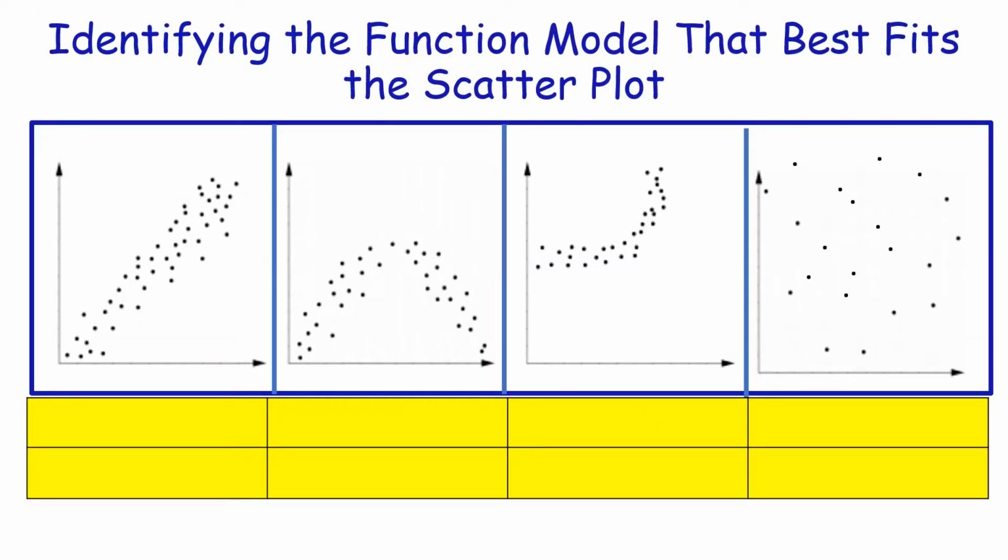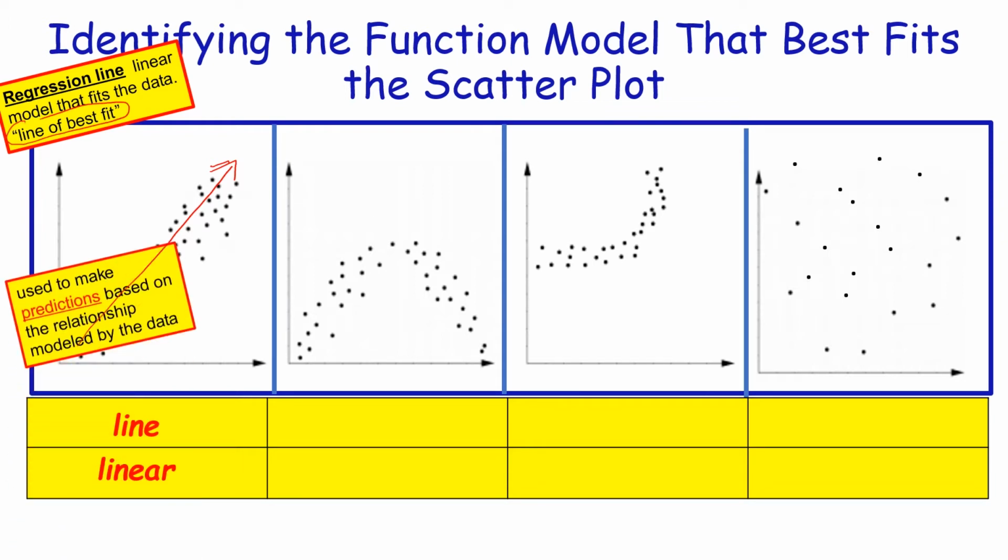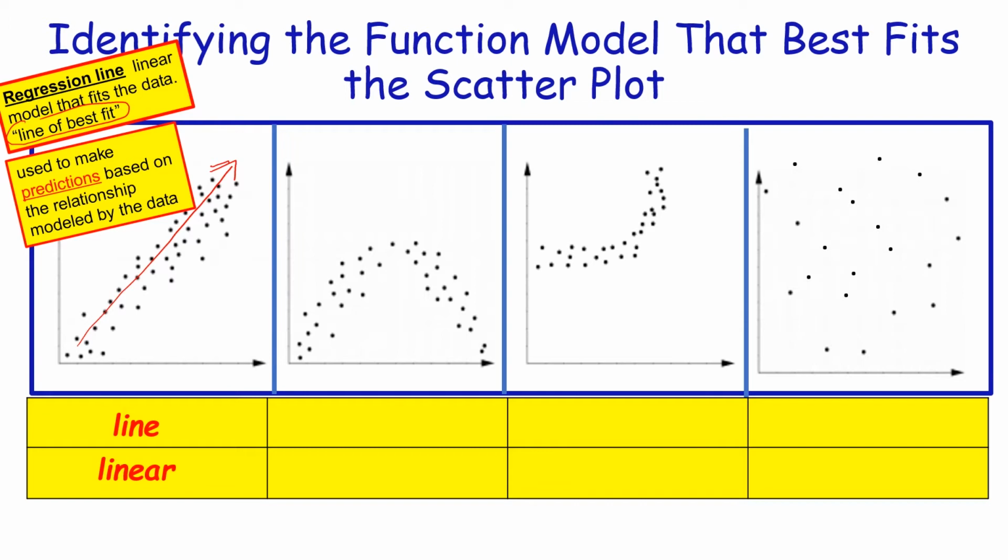Now we're looking at identifying the function model that best fits the scatter plot. The first graph we have here is similar to a line. It's going in one direction, and so that would be a linear model. We could actually just draw a line that is in the same direction as the dots. This is called a regression line, and this is a linear model that fits the data, and it's also called the line of best fit. And this is used to make predictions based on a relationship modeled by the data.